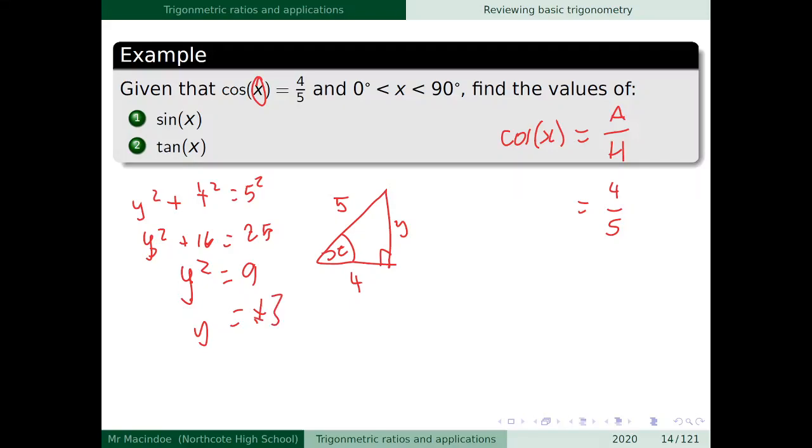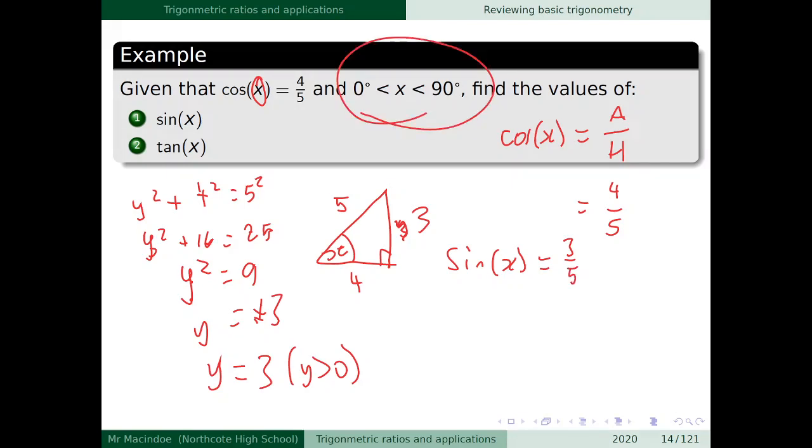But it's a length, right? So y has to be positive. I know that y is greater than 0. So I can just get rid of that and just say it's 3. Now it's really easy to get, say, sine of x. Sine of x is opposite over hypotenuse, right? So it's 3 over 5, or 3/5, and it's positive because we're in the first quadrant.